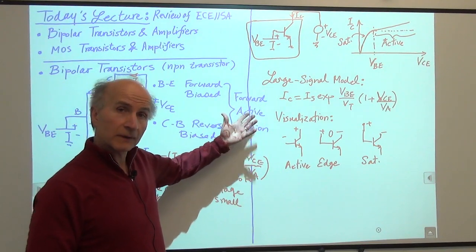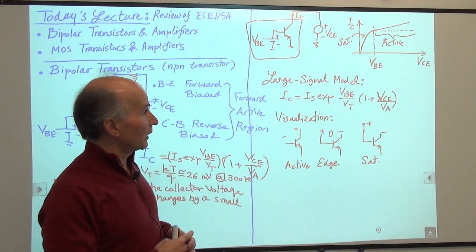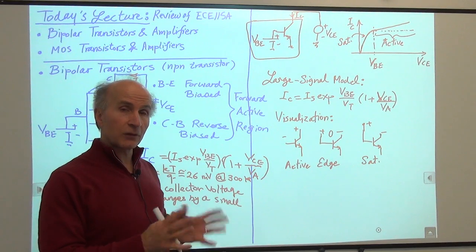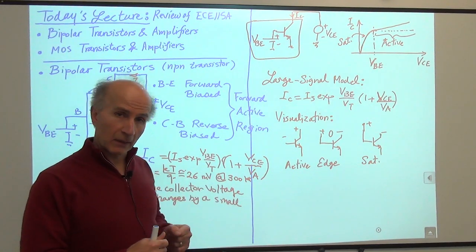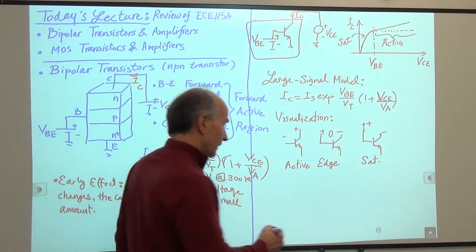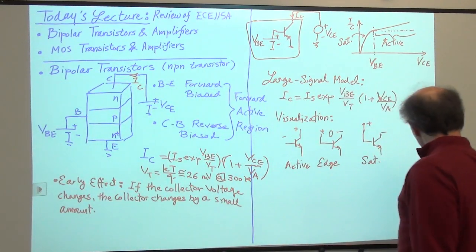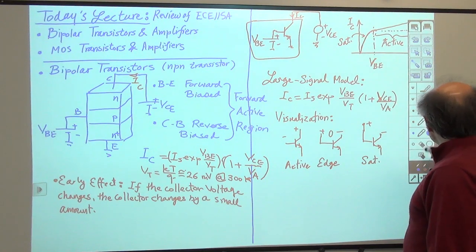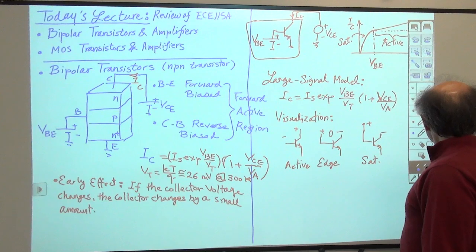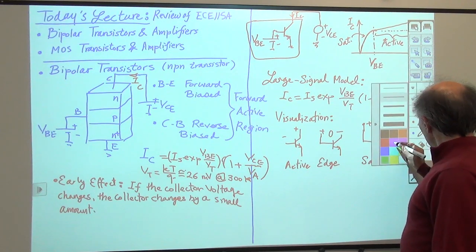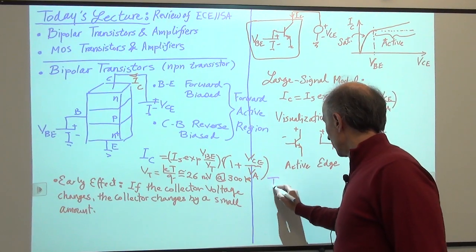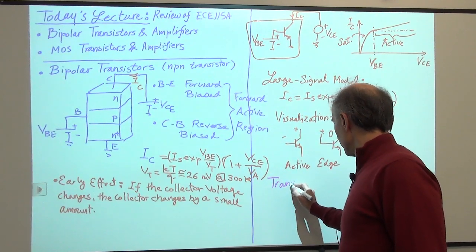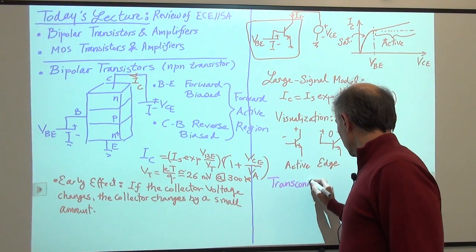And now we want to introduce another concept that is extremely critical for any transistor, including bipolar and MOS devices. And that's the notion of transconductance. So let's change the color. Okay, so we're going to talk about the notion of transconductance.